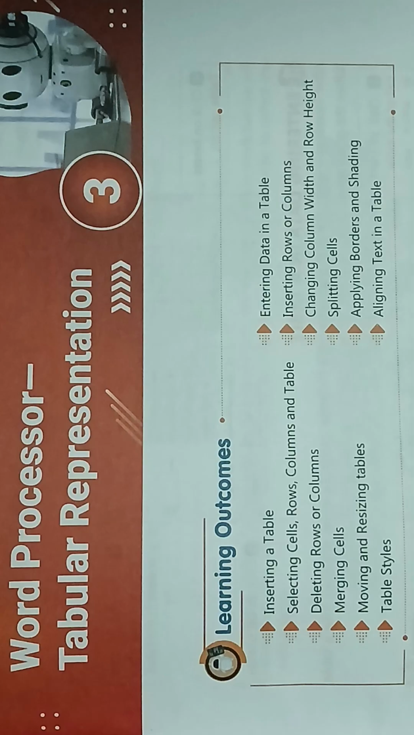For resizing, or you can say how we can change column width and row height, place the pointer on the right side of the column boundary and move until it becomes a resize pointer, a double-headed arrow, and then drag the boundary until the column is of the width you want.